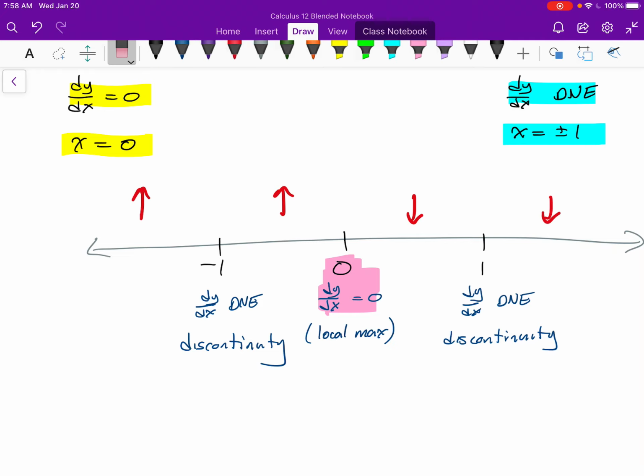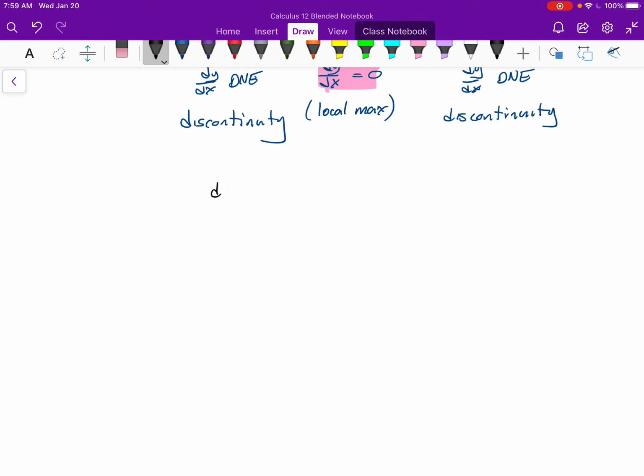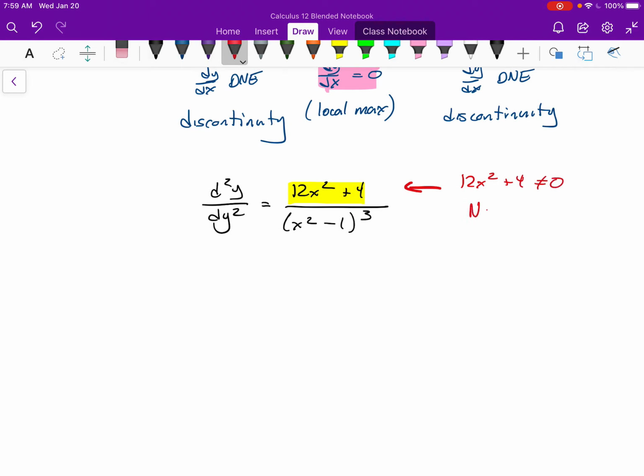All right, let's see if there's any inflection points. Let's learn about concavity. And so for that, let's look at the second derivative, which again I gave you. And so if there's going to be an inflection point, it's going to be where the numerator, because the whole thing will equal 0. Well, that numerator will never equal 0. 12x squared plus 4x will never equal 0. Oh, sorry, not 4x, plus 4. That's what it should be. If there was an x there, it could equal 0. But yeah, it was 12x squared plus 4. That will never equal 0.